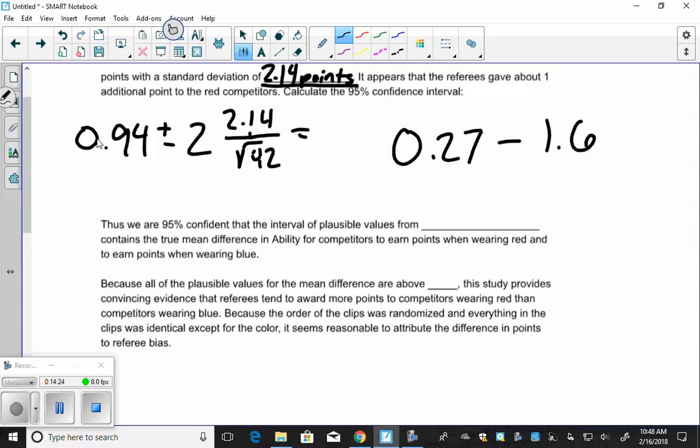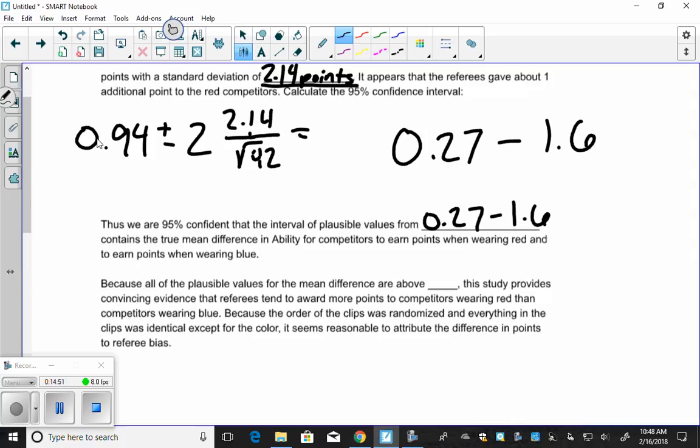Okay. So this is our 95% confidence interval. This means we are 95% confident that the interval of plausible values from 0.27 to 1.6 contains the true mean difference in points earned by competitors when wearing red versus when wearing blue.